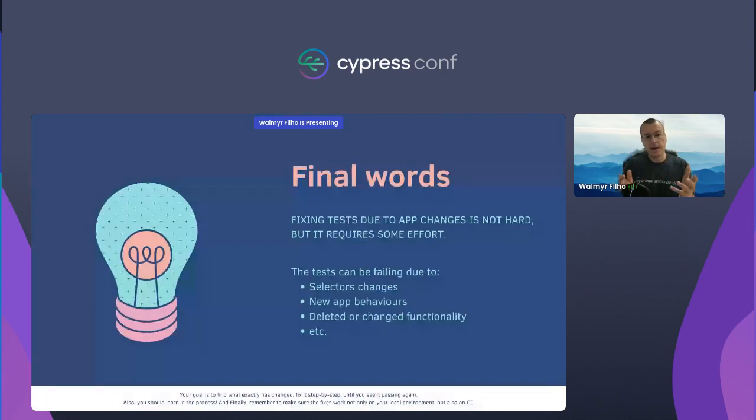And finally, you have to remember that your fixes have to work not only on your local environment, but also on CI. We heard Brian saying that sometimes tests pass locally, but when we go to CI, they fail because they are running in a different environment with different computational power, different variables, and this kind of stuff. So you have to make sure that your fixes work not only locally, but also on CI.